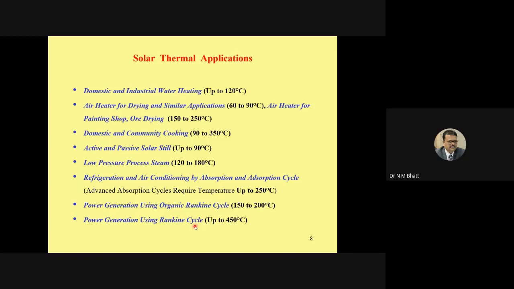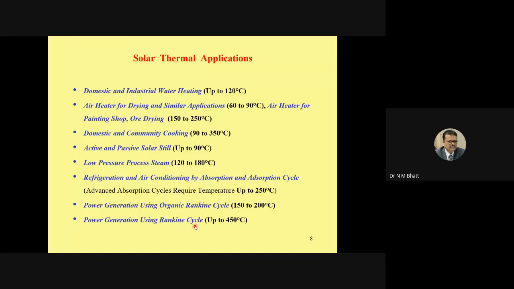Then the second application is mainly related to our today's lecture, that is the air heaters. Hot air is required for a variety of applications. Very few applications are mentioned here. The first is drying or similar applications. Then air heaters are required for painting shops or drying, and there are many applications where you require hot air.